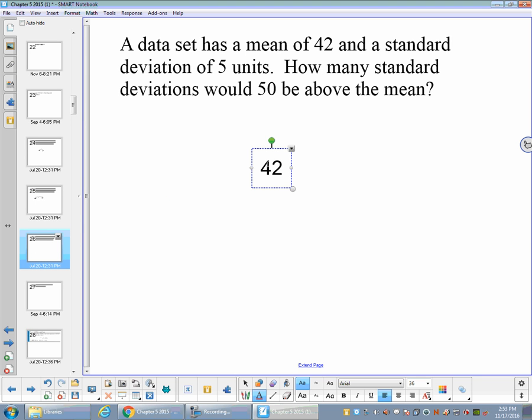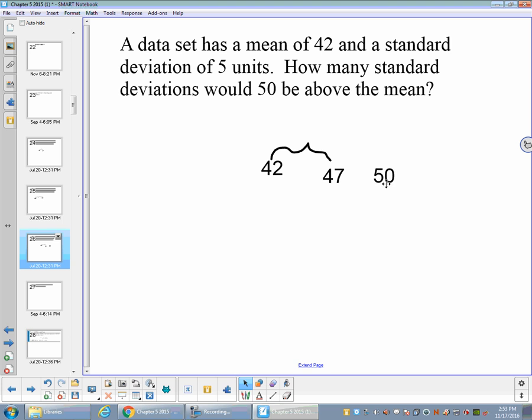Now if I have 42 and 50, our question is how many standard deviations would 50 be above the mean? Well, I know 1 would get me to 47. Now, how much more is left? We know that this is going to be 1, and there's 3 to go out of a whole standard deviation of 5. So that we could convert this to a decimal of 1.6.